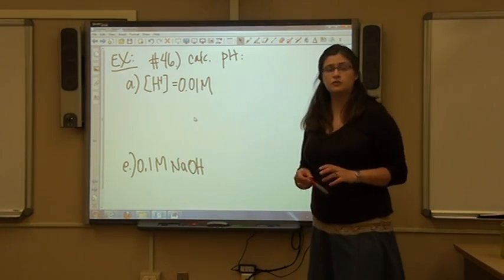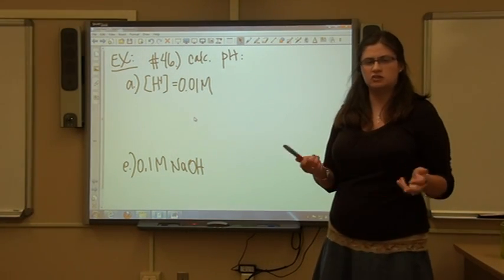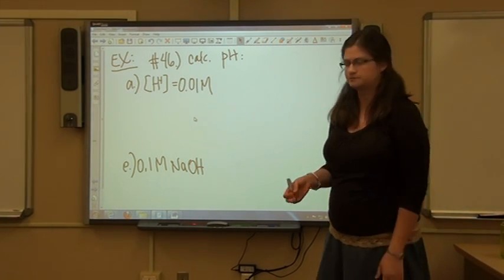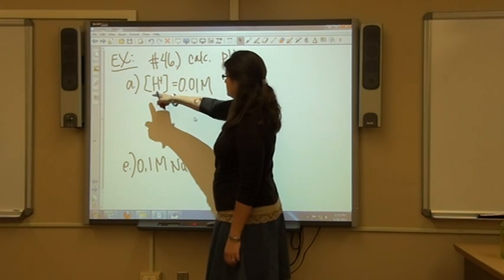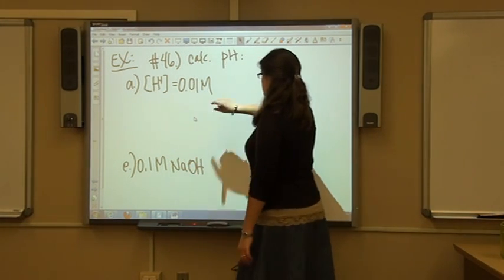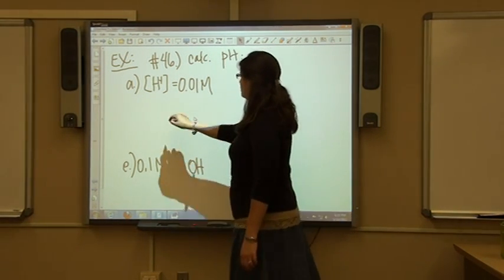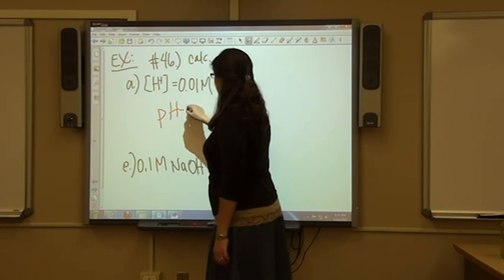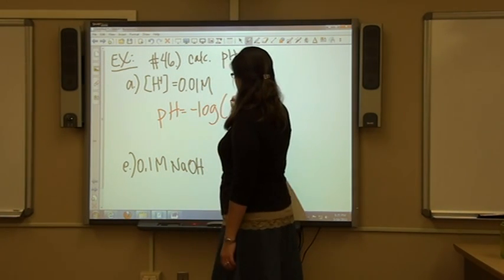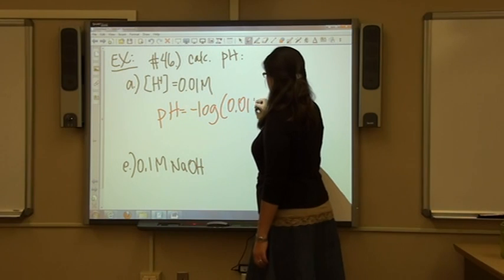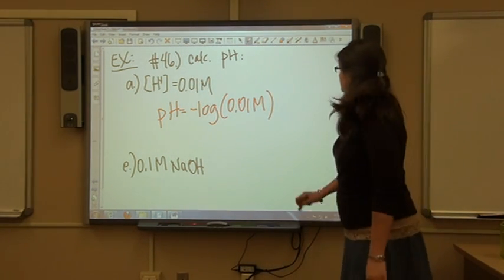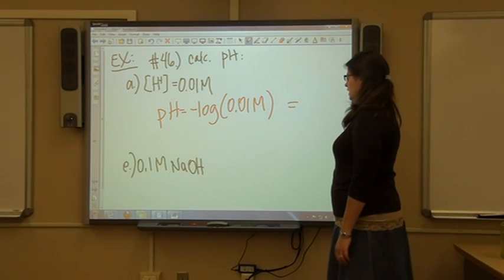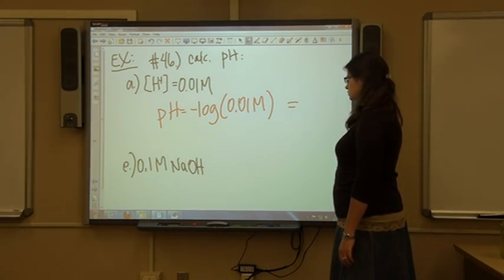Okay, so this is an example from your homework. It just says calculate the pH of these compounds. Okay, so here's something handy. It tells us that this is the H plus concentration right off the bat. So then all you need to do is, for showing work, write that. And then just put equals, and you should get pH of 2.00.